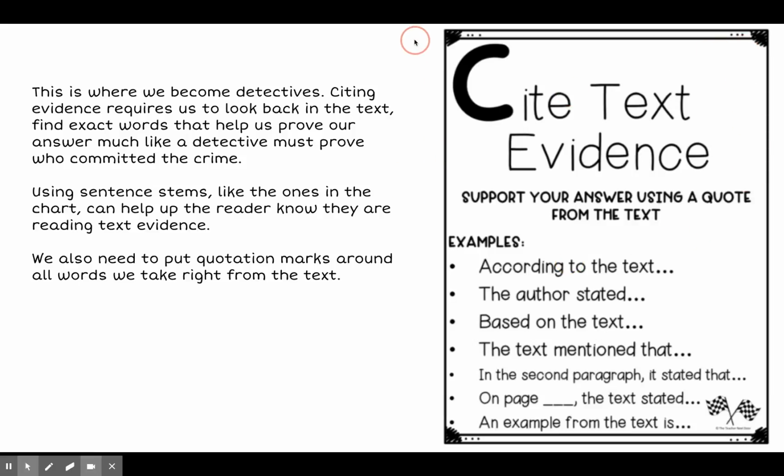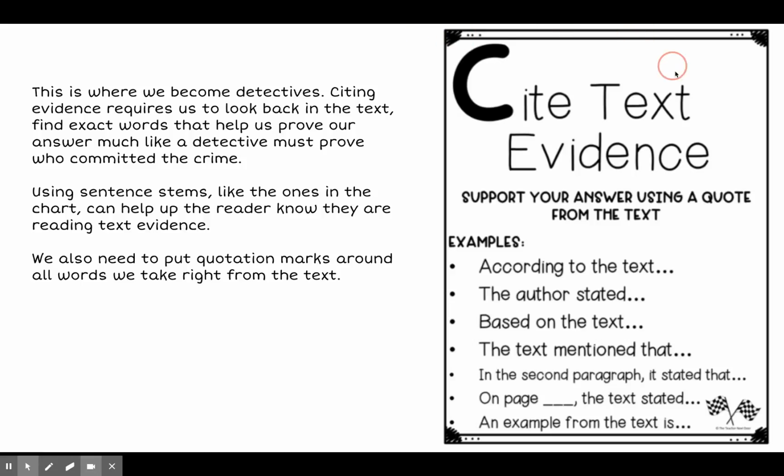So this is kind of like becoming a detective. If we were a detective on a crime scene, we would go through and look for clues. We'd look for evidence of what was left behind by the criminal, and we could find maybe fingerprints, or maybe there's video evidence or something. That's all citing is. We're going to go back and look really carefully at the text and find evidence that helps us prove our answers, just like a detective would prove who committed a crime.